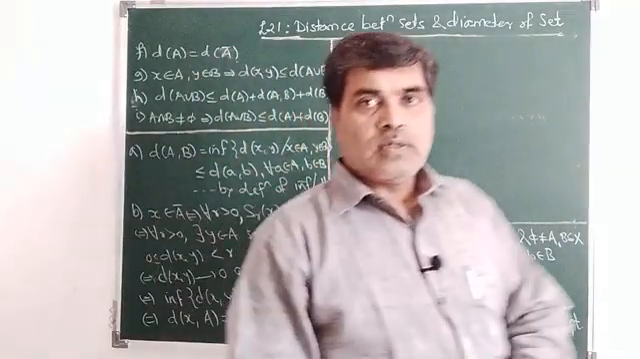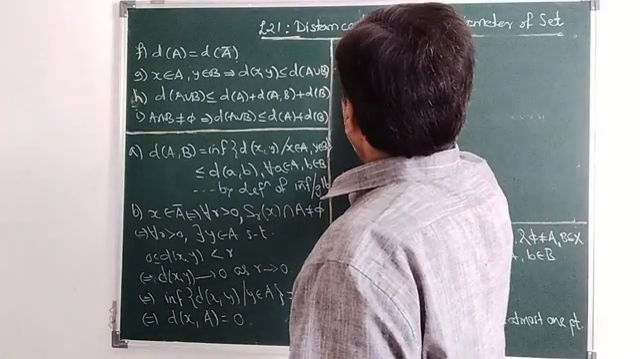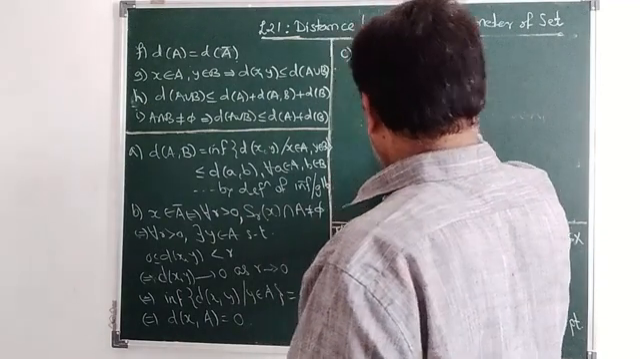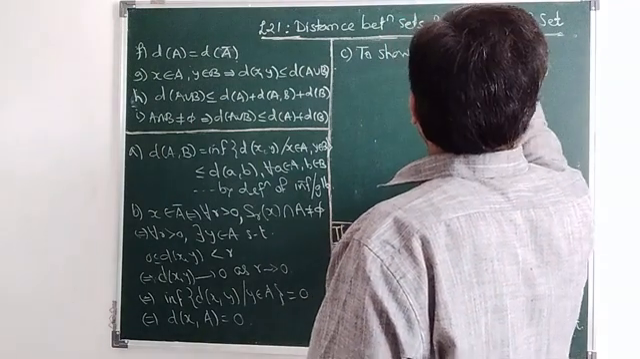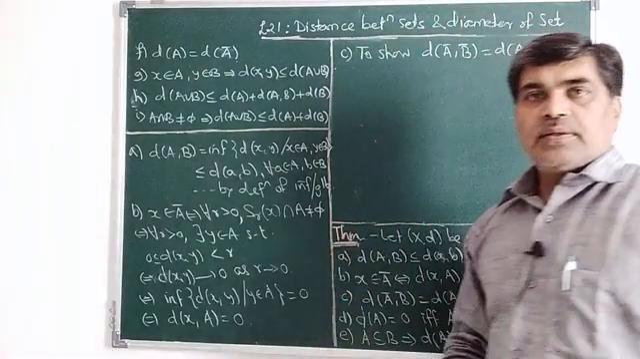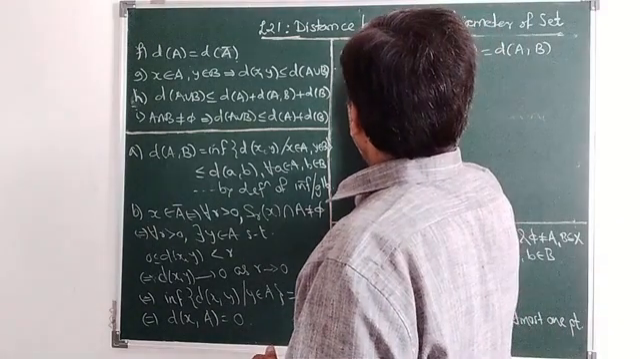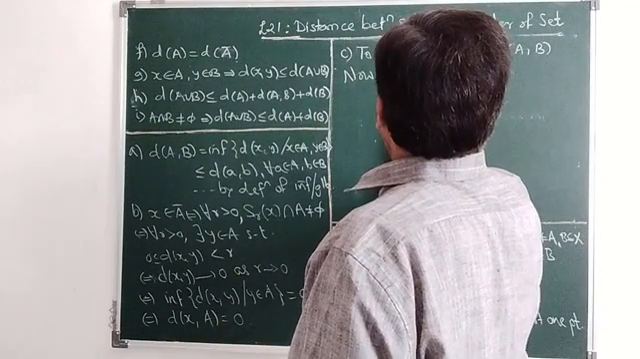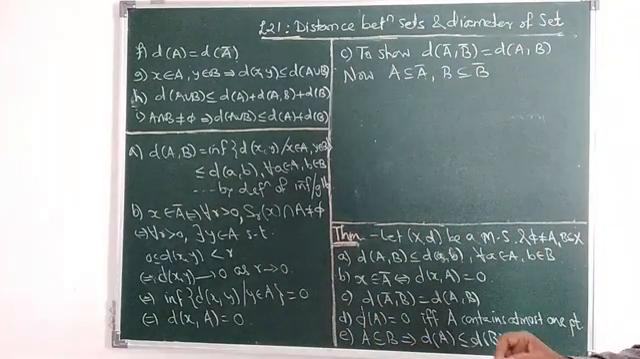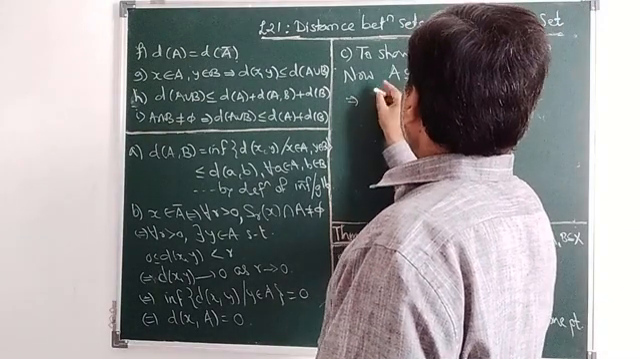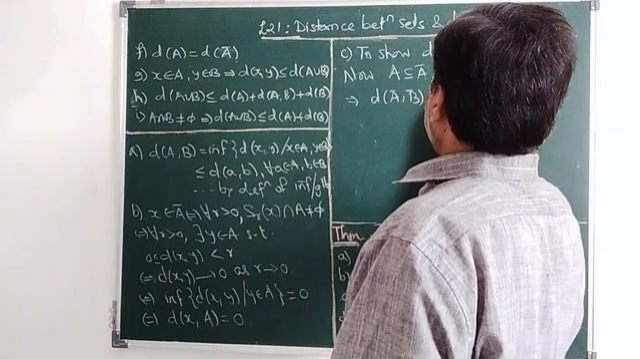Now our aim is to show that the distance between the closure of A and the closure of B is equal to d(A, B), the distance between A and B. Now A is contained in the closure of A, and B is contained in the closure of B. This implies the distance between the closure of A and the closure of B must be less than or equal to d(A, B).